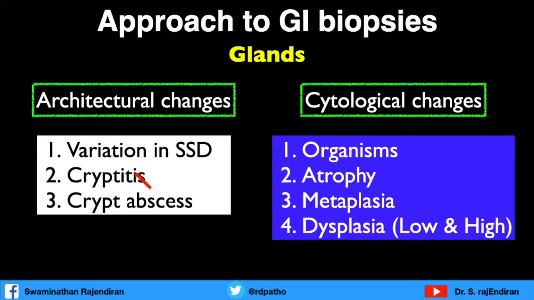So those are all the changes in the surface epithelium. Now we are going to glands. Architectural changes: variation in size, shape, distribution indicates chronicity. Cryptitis and crypt abscess indicate active inflammation. One thing you have to remember, active inflammation may be sitting on chronic inflammation. So we will call it chronic inflammation with activity. Cytological changes, again look for organisms, atrophy, metaplasia or dysplasia, either low grade or high grade.